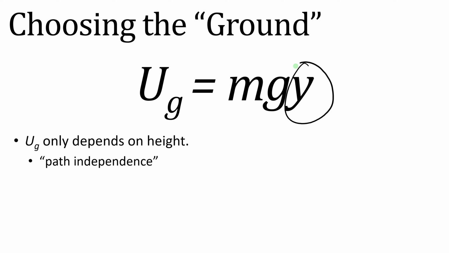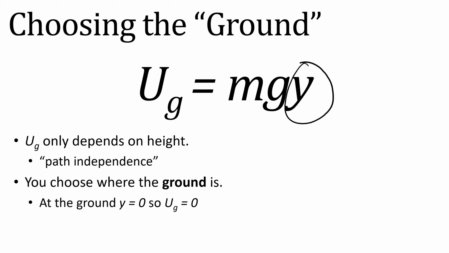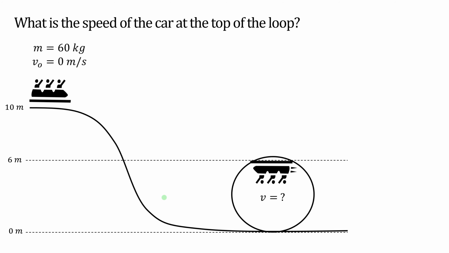It means it doesn't matter if you're going down a straight incline or a curvy ramp or a really wild path. The only thing that affects the potential energy due to gravity is the height. So we're always looking at the height. So the trick is we choose where the ground is, which means when we say that a height is at 0, then there is no potential energy there at that height. Okay, let's see how this trick plays out in an example problem.